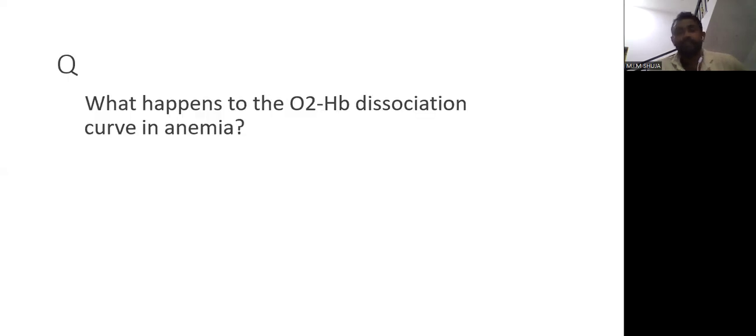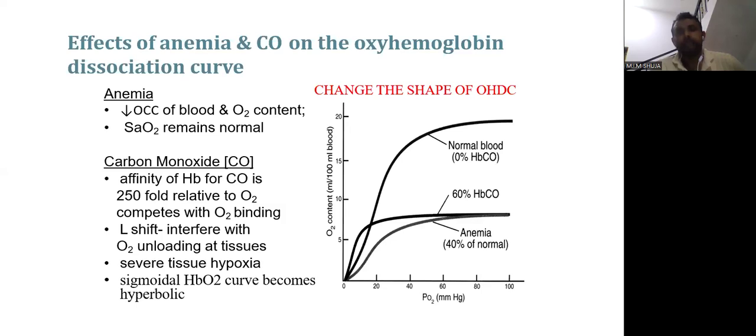So what happens to the oxygen hemoglobin dissociation curve in anemia? In anemia, oxygen carrying capacity is reduced and oxygen content is reduced. Saturation remains normal. So it is a normal ODC, oxygen hemoglobin dissociation curve. This is in anemia. The shape of the curve is almost the same, but the oxygen content is reduced. Saturation remains normal. Here, this is oxygen content on the y-axis. Okay, it's almost half.